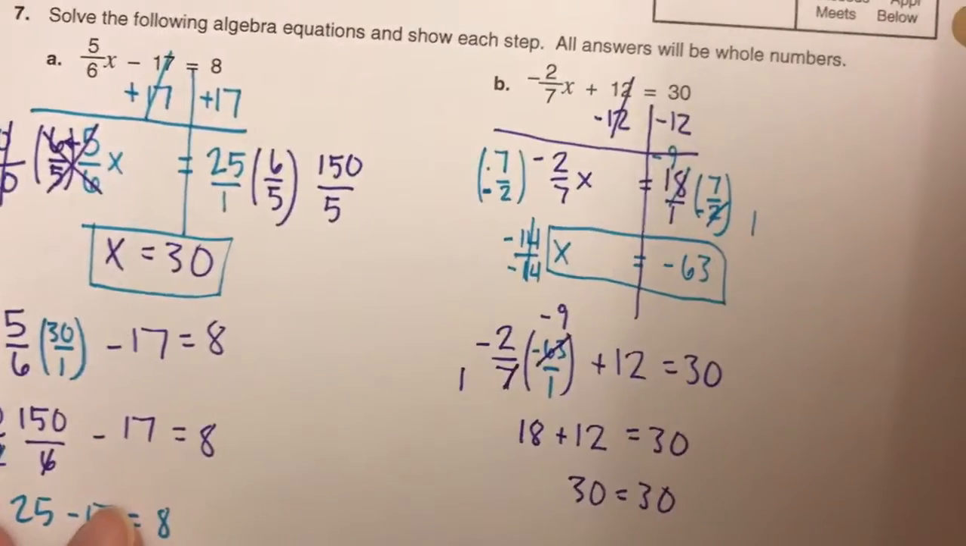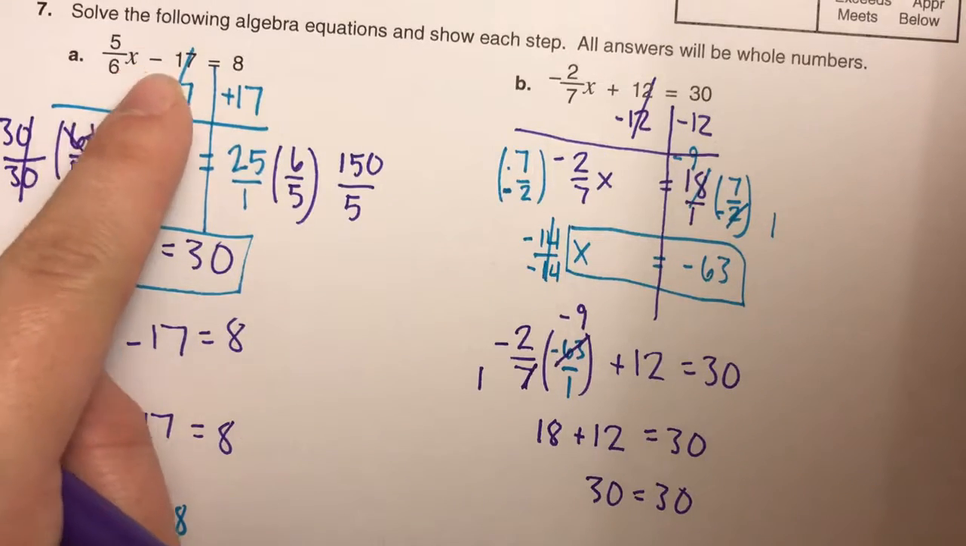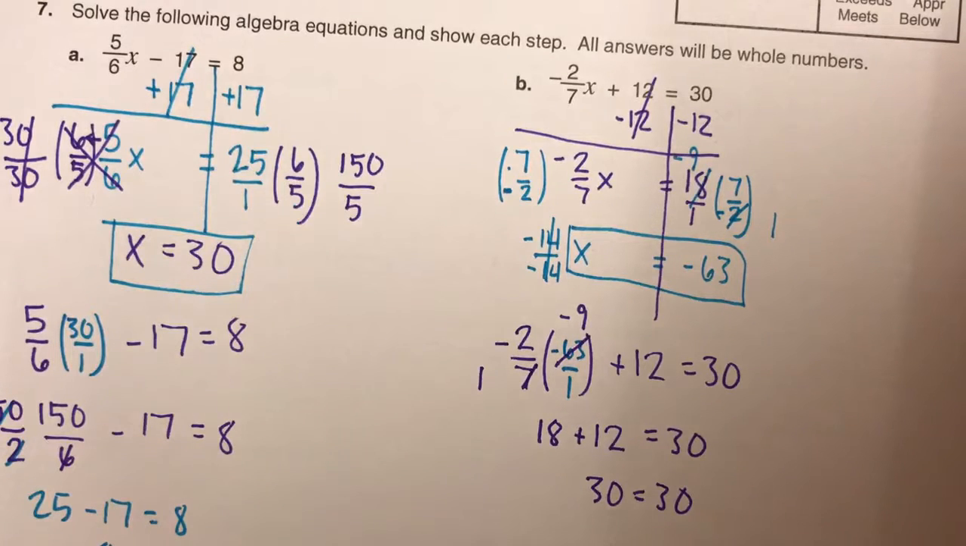So that's how you solve the basic fraction problem if you have the fraction multiplied by the x and then an integer and then equals an integer. On my next video, I will show you how to solve fractions that have parentheses where you need to distribute.